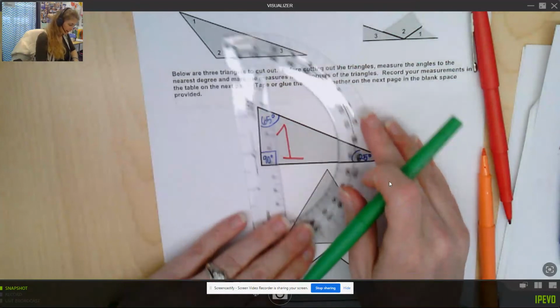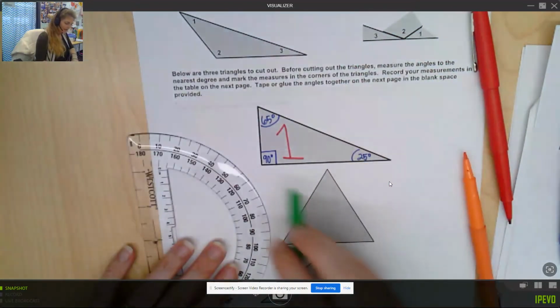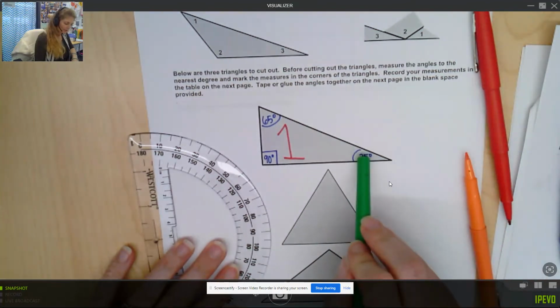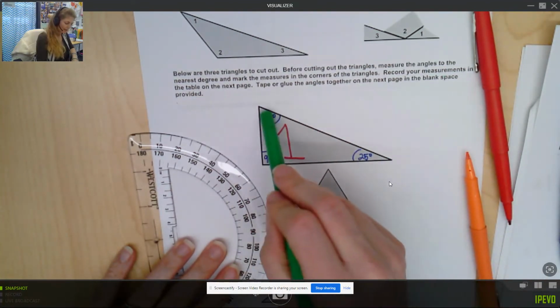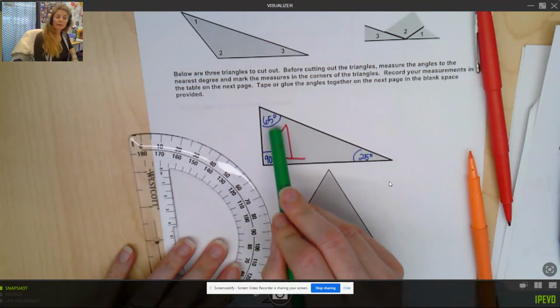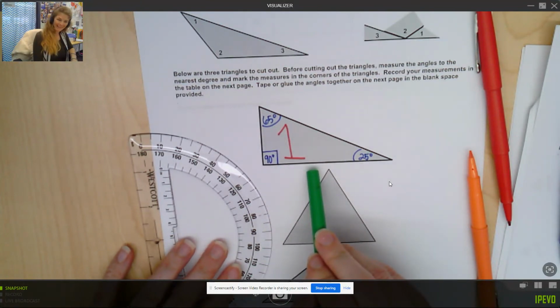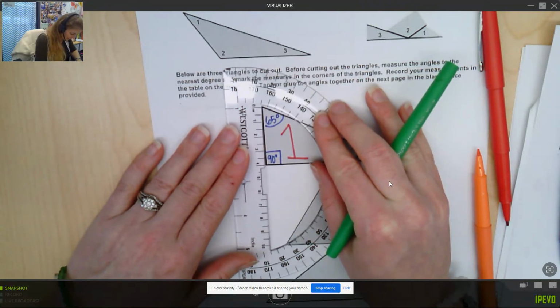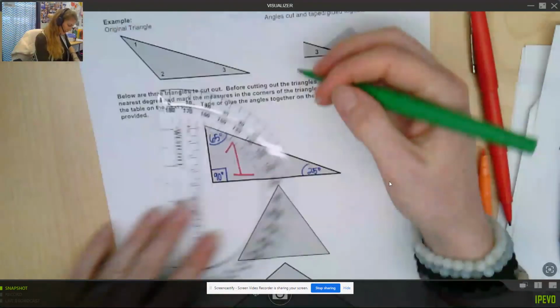I'm also going to measure the side lengths. Notice since this is 90 degrees, it's opposite the longest side length. 25 degrees is opposite the shortest, and 65 degrees is the medium angle, so it's opposite the medium side length. So if I go ahead and measure in centimeters, we're going to measure to the nearest half centimeter. That looks about 4 centimeters.